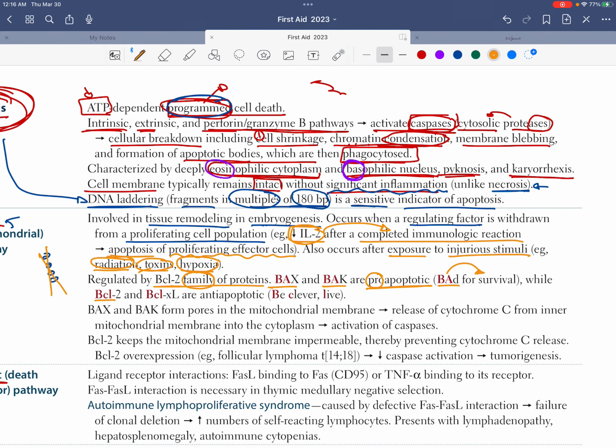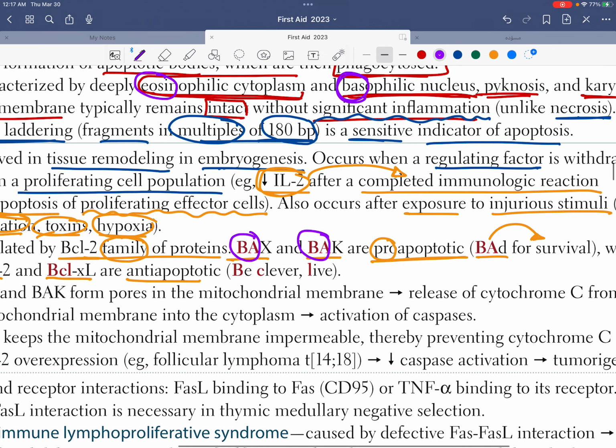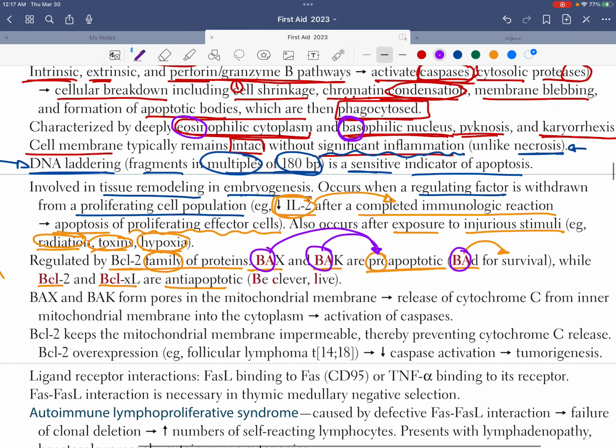While BCL2 and BCL-XL are anti-apoptotic. For memorization, whenever it's a BA, like BAX or BAK, basically it's bad. It means it's going to kill the cell, even though it's programmed. This is just for memorization. These are pro-apoptotic proteins, so they're going to kill the cell.